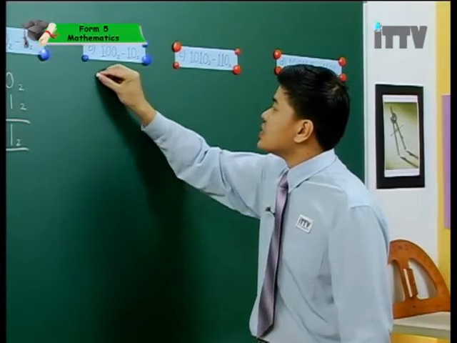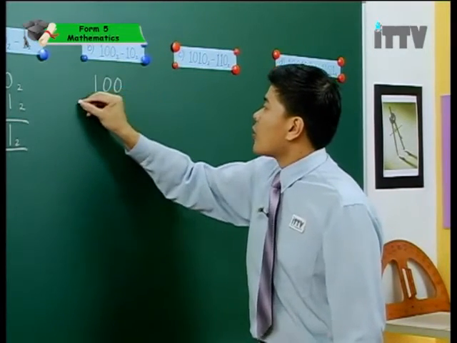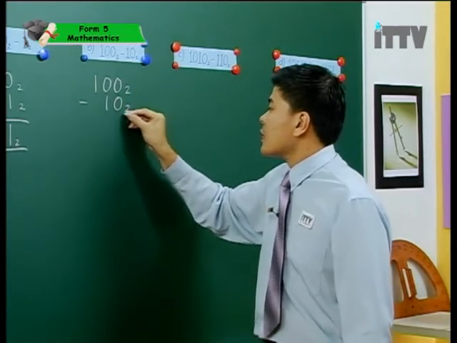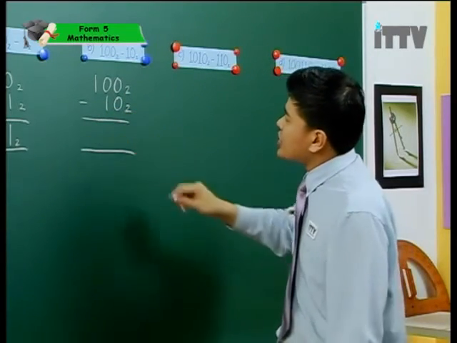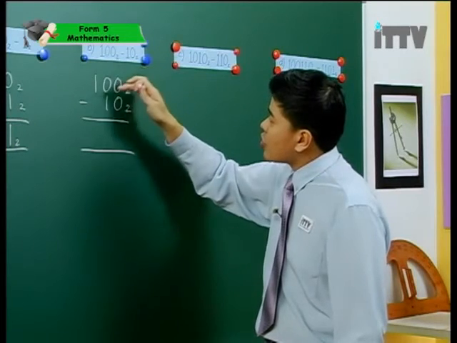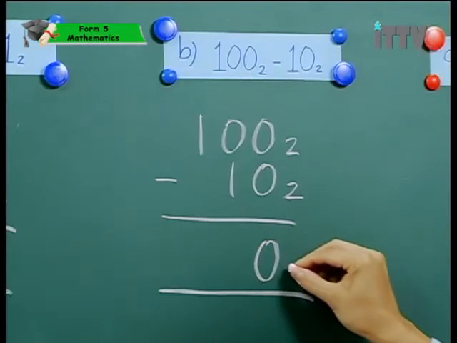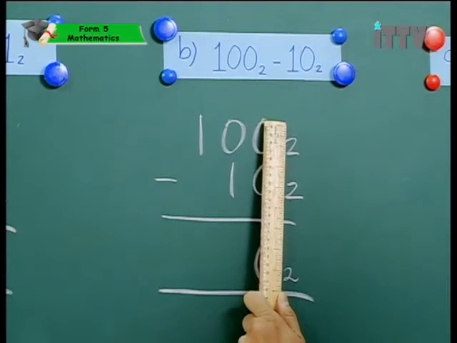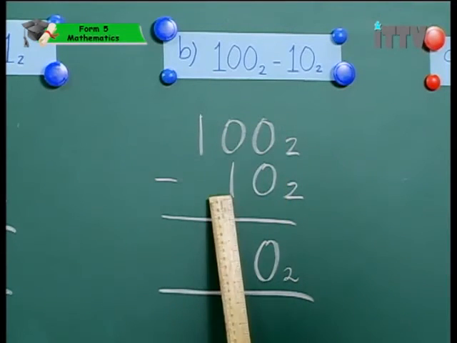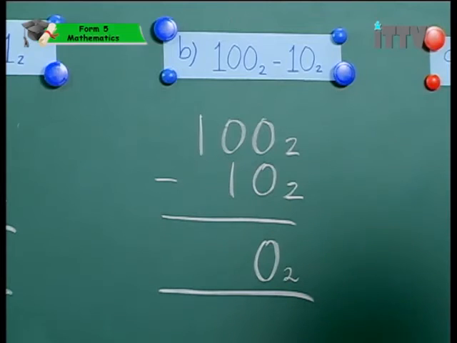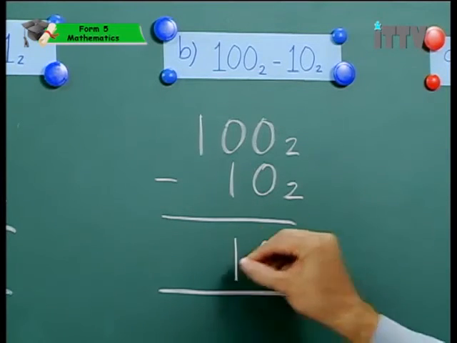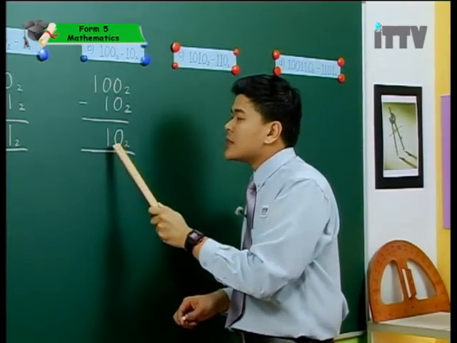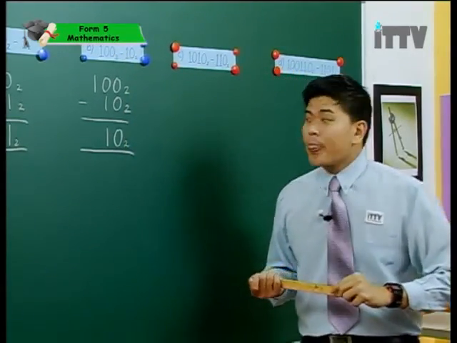What is 1, 0, 0 minus 1, 0? So subtraction, as usual, 0 minus 0 is 0. And then after that, straight away we get 1, 0 minus 1, and the rule states that 1, 0 minus 1 is 1. So the difference between these two numbers will be 1, 0.